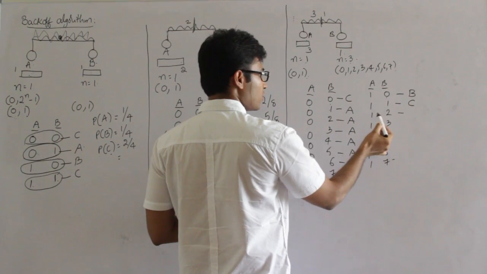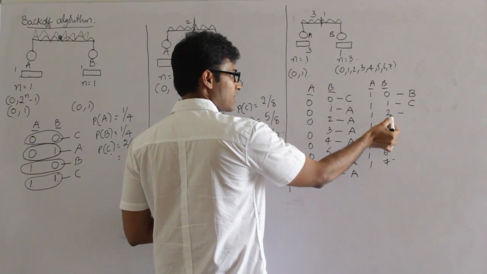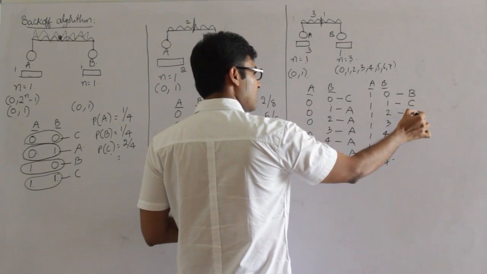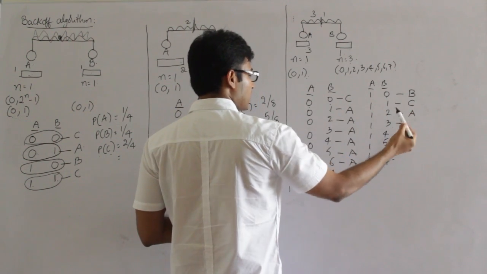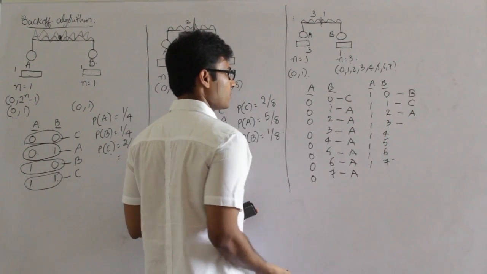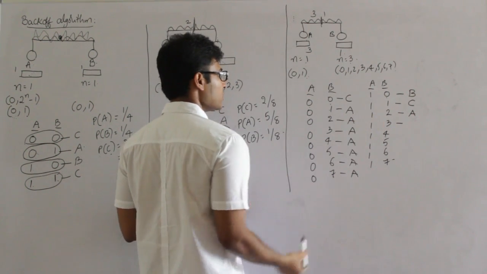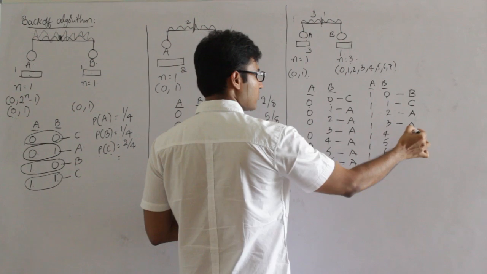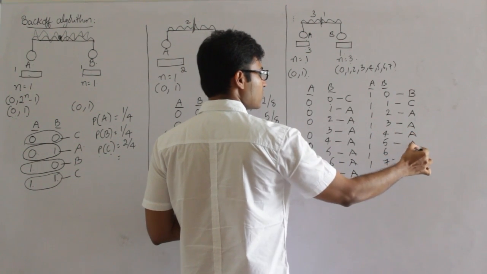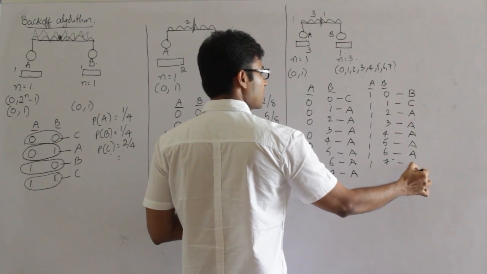In this case, who is going to win? Again, A's waiting time is less compared to B's waiting time. Therefore, A is going to start, not immediately, but after one time slot. But B has to wait for two time slots. Therefore, A is going to win. And again, in the remaining cases, A is going to win.